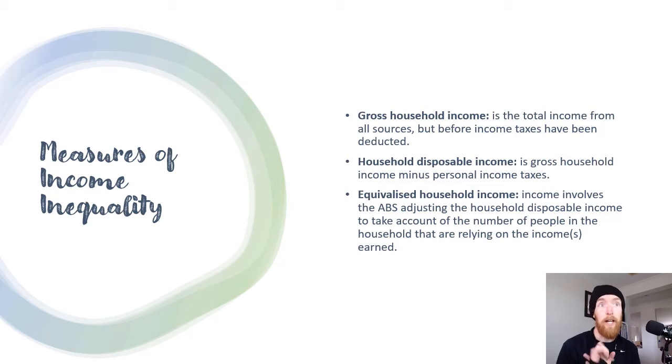We can look at gross household income, which is the total income from all sources before income taxes have been deducted; household disposable income, which is household income minus personal income taxes; or equivalized household income, which we talked about a little bit before, which is when the ABS adjusts household disposable income to take into account the number of people in the household that are relying on that income. It's obviously different. A single income household is very different to a double income household or a household that has 13 kids. The money is going to have to be spread much further.